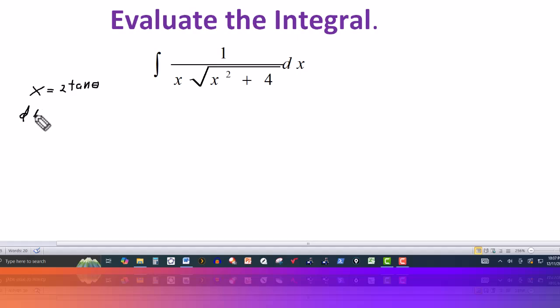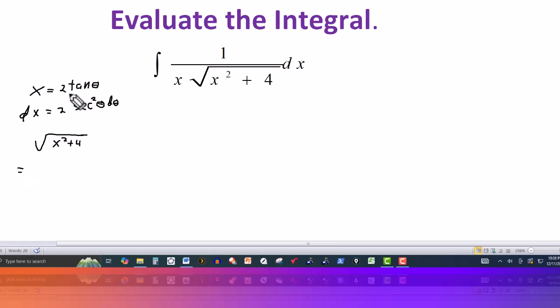Take the derivative here, with respect to x, then with respect to theta. On the right side, I get 2 dx is equal to 2 secant squared theta d theta. So for the x, that's going to be replaced by 2 tangent theta. And then the square root of x squared plus 4. Remember, we have to transform this into a variable involving theta instead of x. So here, let's find a representation for the square root of x squared plus 4.